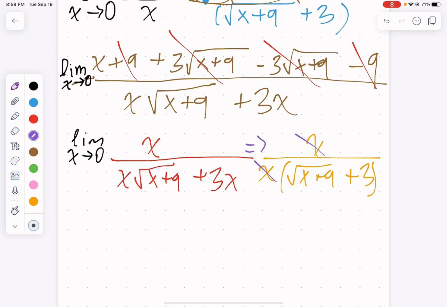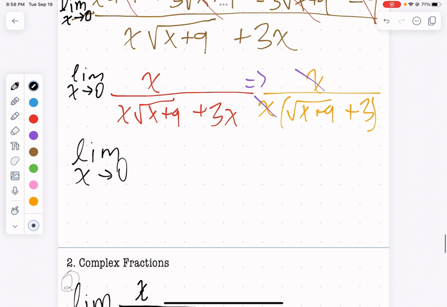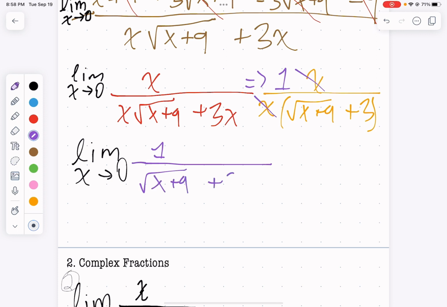Okay, so now let's write our new limit, never forget to always write lim, as x approaches 0. Also very important to note that there is always a 1 here. Do not put 0 when you cancel out the x's. There is an imaginary 1 in front of the x as a coefficient. Please do not put 0 or you will get the wrong answer. All right, so then we have 1 over the square root of x plus 9 plus 3.